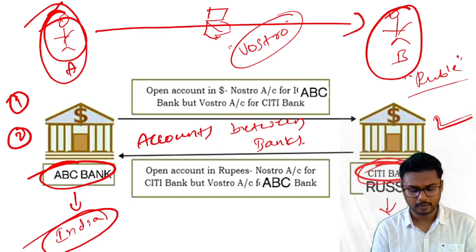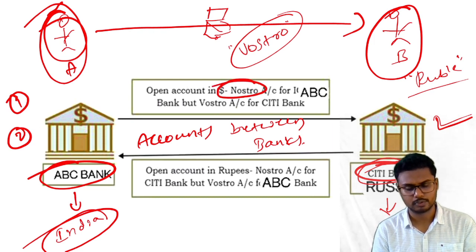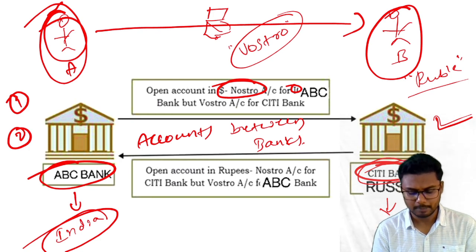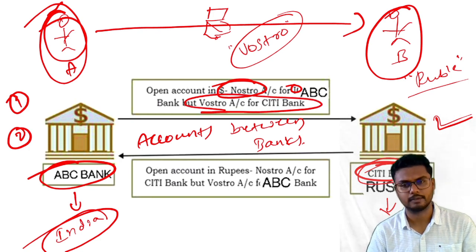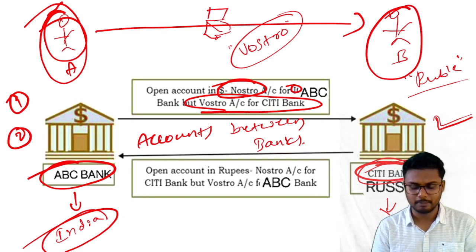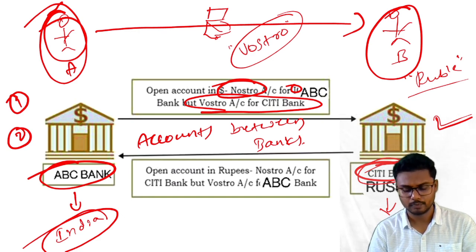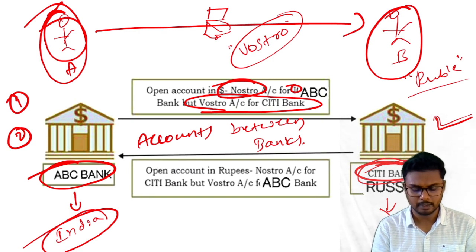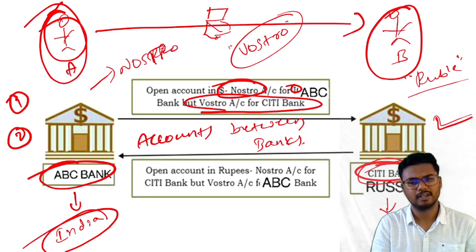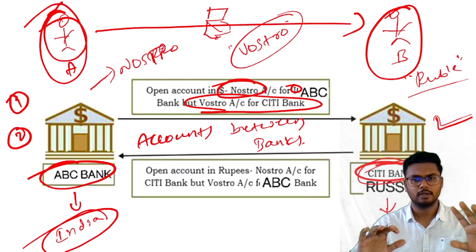If ABC Bank opens a dollar Nostro account, it is an ABC Bank Vostro account for Citibank. So if an account is being opened by ABC Bank, then it becomes a Nostro account for which bank? ABC Bank. See, the account is the same, but the nomenclature differs.